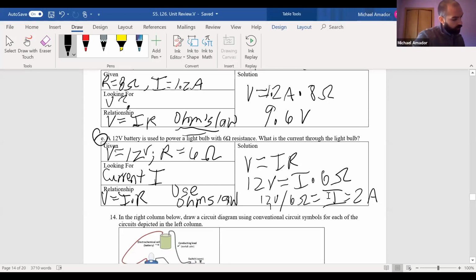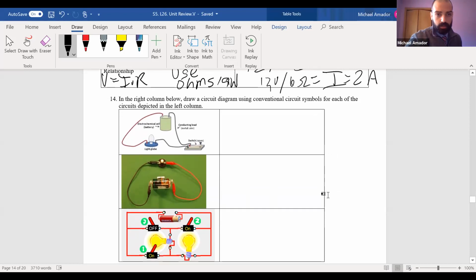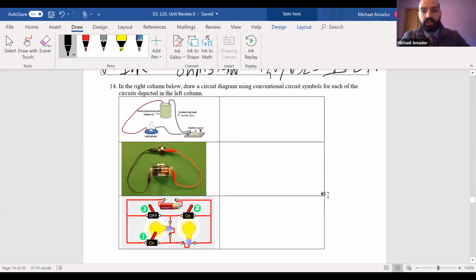Okay, so I'm gonna move on to problem 14. So we've got diagrams of circuits here, and what it wants us to do is just draw a diagram using circuit symbols. So to remind us what those symbols are, I'm gonna write them over here. I need more space. A symbol like this is a battery.